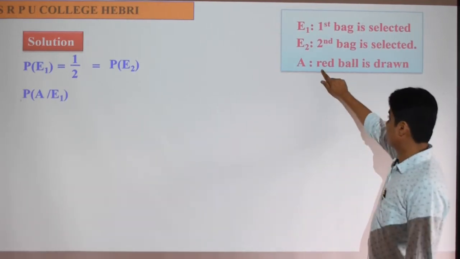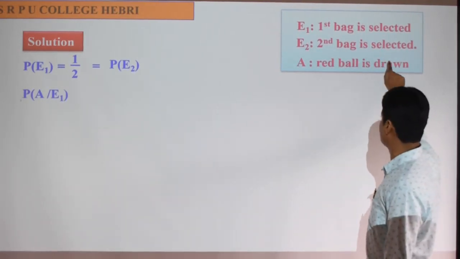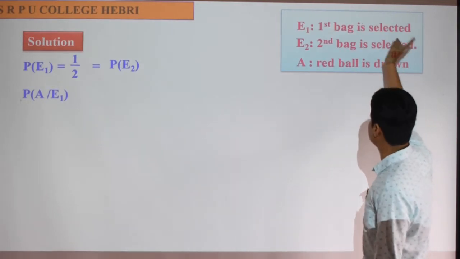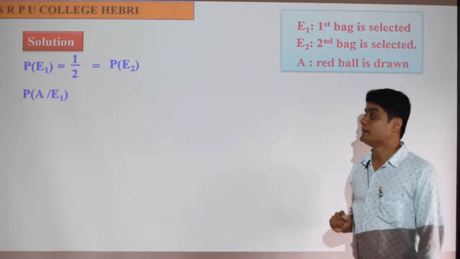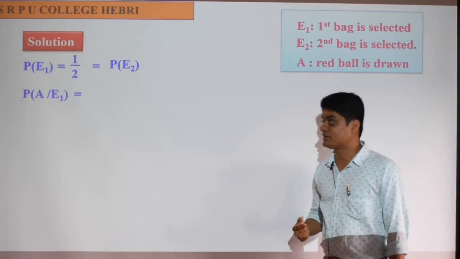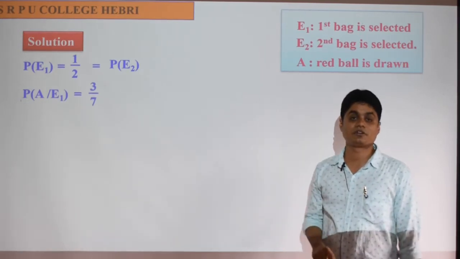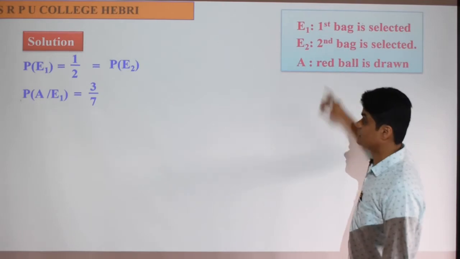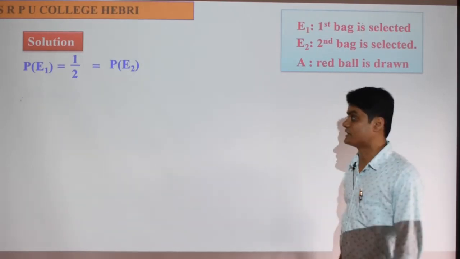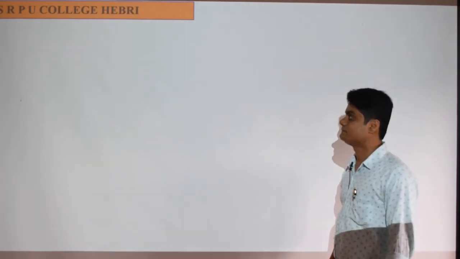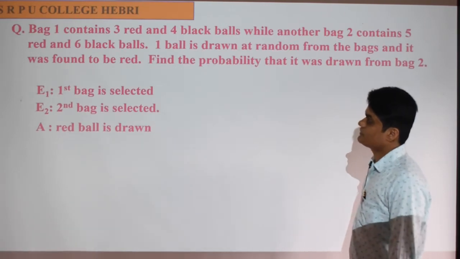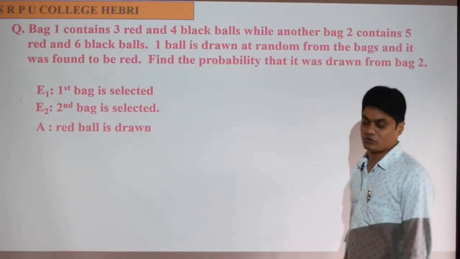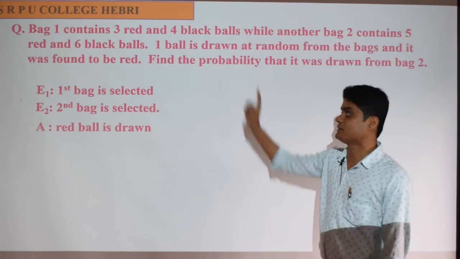So the probability that the selected ball is red and it is from bag 1. It is from bag 1. The total number of red balls is 3 and the total number of balls is 7 in bag 1. See, if you want, I'll show you the question again. Wait for a minute. The first bag has 3 red and 4 black balls. The total number of balls is 3 plus 4, which is 7.